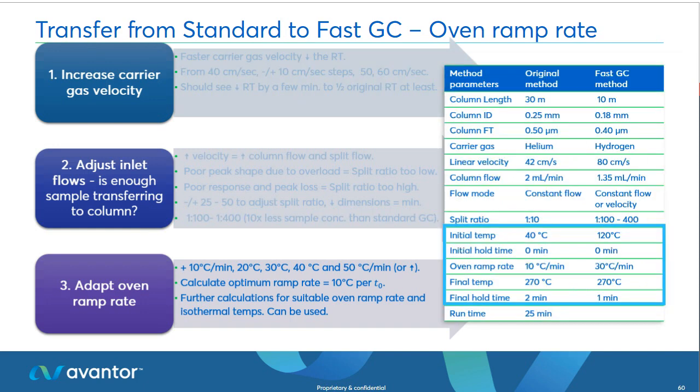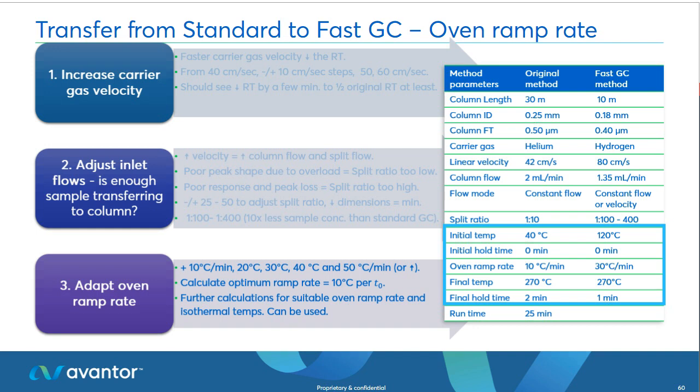And then you can see the initial temperature. So this is much higher with fast GC because we're looking at high boilers. We're not going to be starting at those necessarily lower temperatures, so we can increase the temperature much higher to start off with, and then this further reduces the retention time. And we don't have a hold time on this method. The oven ramp rate has been increased to 30 degrees per minute, but it could be increased much higher. It just depends what works best for the method and for the chromatography. And then we've adjusted the final hold time and reduced it down to 1 minute.